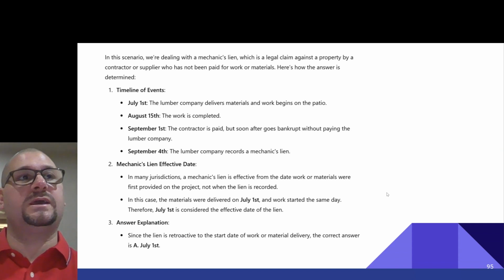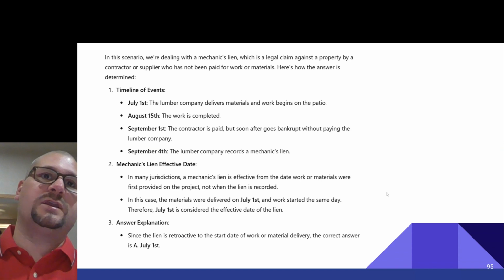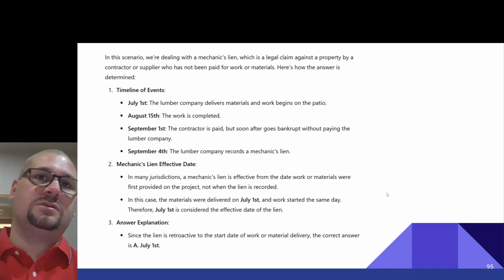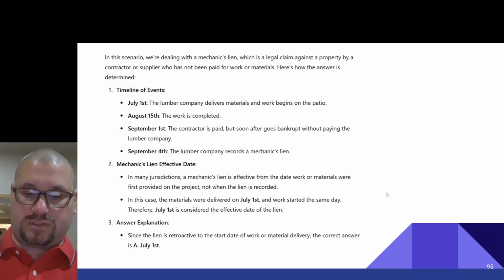So for a mechanics lien, it's the day the work started. It doesn't matter when they record it. It would retroactively go back and be effective on the day they started work.